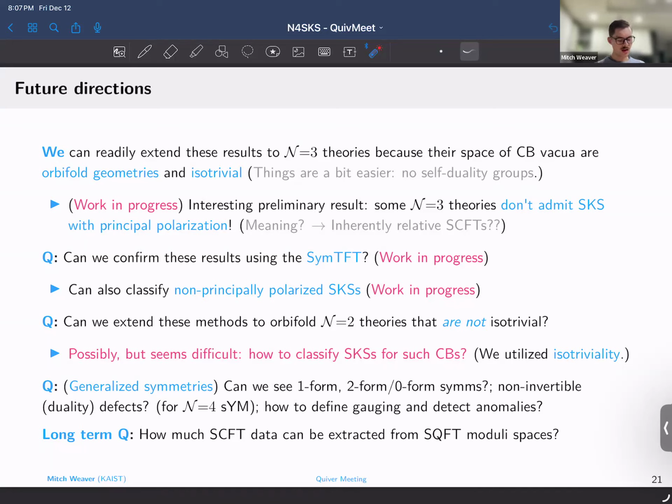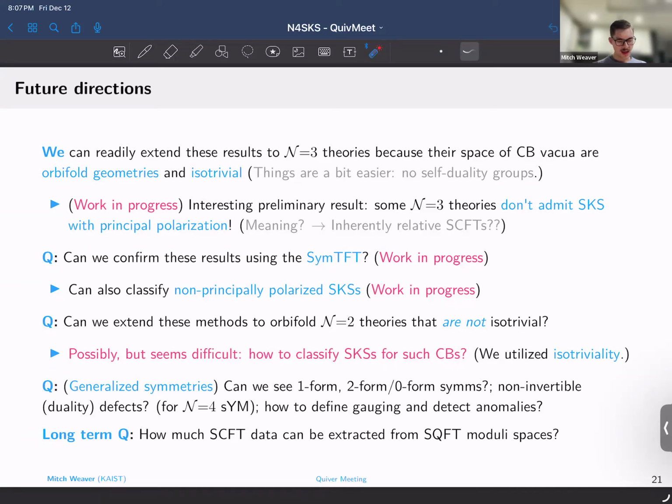And then a bit of a broader question is if we can extend some of these methods to perhaps orbifold N=2 theories that are not isotrivial, although I don't think we even know of any examples of this type. But you also might ask the opposite question, which is, can we extend these results to N=2 theories that are isotrivial, but perhaps not orbifolds? And that one actually might be possible. We're thinking about it.